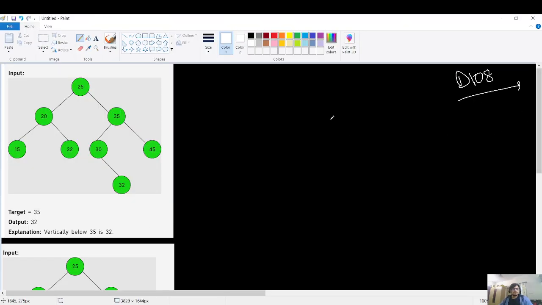If I restructure this tree, the first node is 25, the second node is 20, and this one is 15. The 20's left child is 22, so it just lies below 25. Similarly, 25 has the right node as 35, and 35 has 30, so it just lies in the vertical level of 25 and 22. The right child will be 45, and then 30's right child will be 30, so this lies in this vertical line of 35, just below 35.